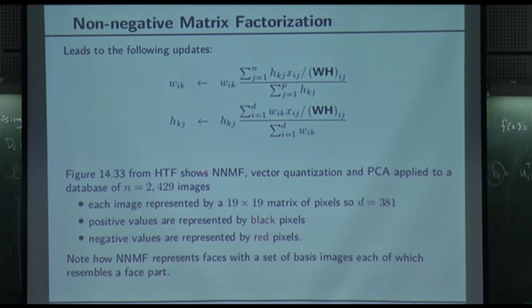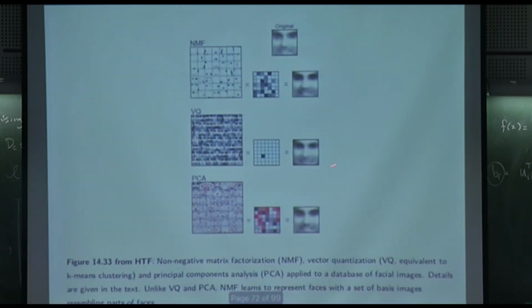In the figure which is going to come over here, they show non-negative matrix factorization, vector quantization, and PCA applied to 2500 images. Each image is 19 by 19 pixels, so D is equal to 381. Positive values are represented by black and the negative values are represented by red. So up here is non-negative matrix factorization. All of these are the basis vectors that have been generated using non-negative matrix factorization. These are the weights that are there on these, and you end up getting this is the original, and this is what ends up becoming the next one.